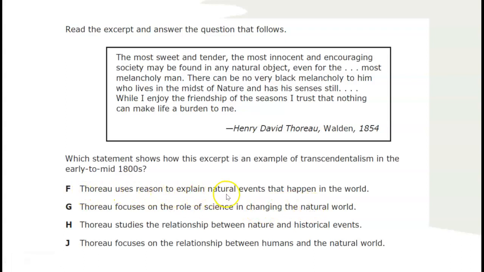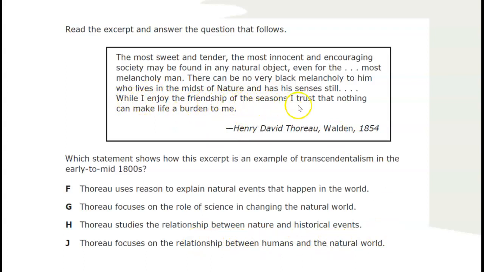Thoreau uses reason to explain natural events that happen in the world. So what I'm going to do is go back to my text and find where it says, "There can be no very black melancholy to him who lives in the midst of nature and has his senses still." Okay? He is focused on the relationship between the humans and the natural world.